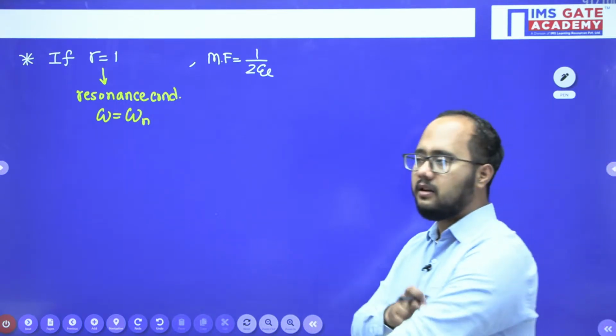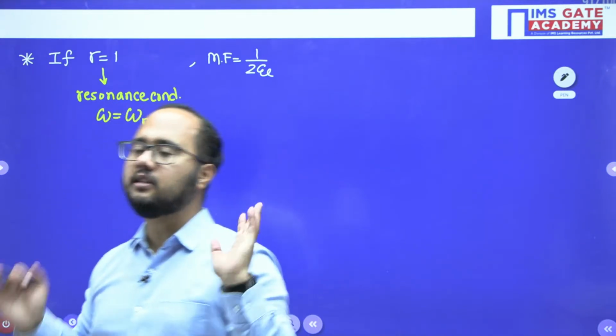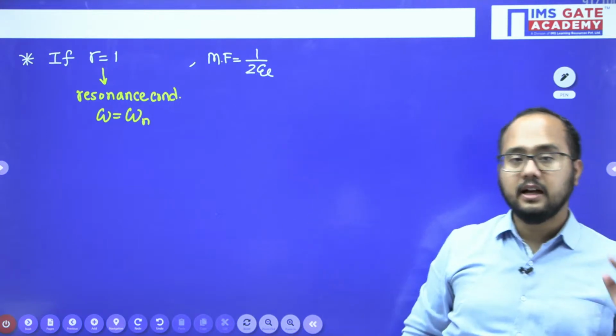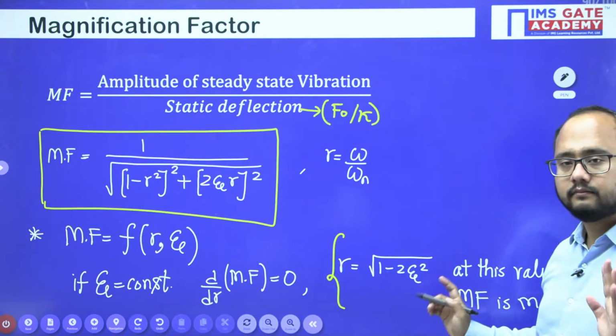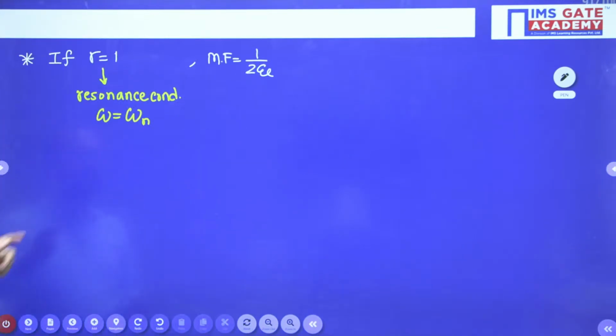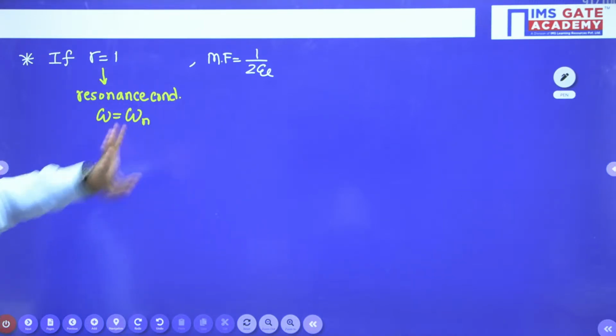Generally what do we imagine? That at resonance everything is maximum. No, it is not like that. The magnification factor is not maximum at resonance, it is maximum at this value of R, which is slightly less than 1. Clear? So the magnification factor is not maximum at resonance, it will be equal to 1 by 2 psi.